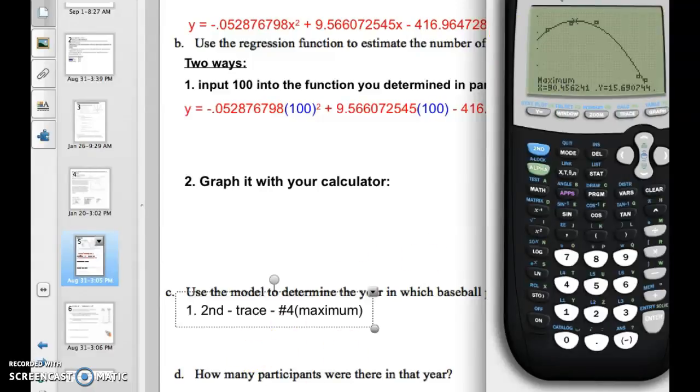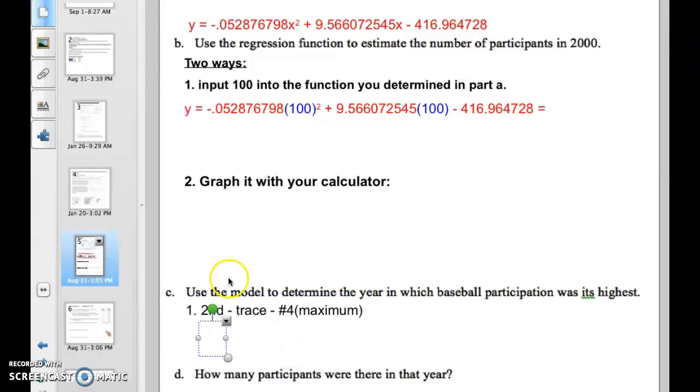So in order to answer this question, I'm going to go back to my screen here. 1990.46 is my year, and it says use the model to determine the year. So that's the question it's asking me. If I was going to first do this, I would have determined what is the question, or what piece is it asking me for, and it said the year. And so in this case, my answer is right here. It is 1990.46 is the year, to the day almost, in which baseball participation was its highest.